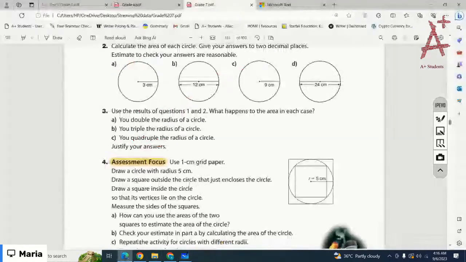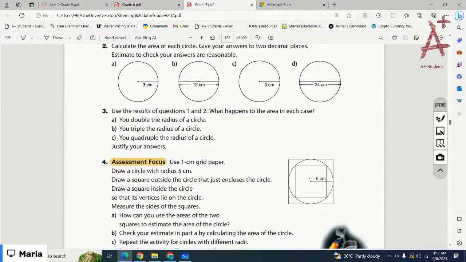The next one is, you triple the radius. 3 square means 9. So if you triple the radius, the area of the circle is 9 times the area of the original circle. Next, you quadruple the radius of a circle. Quadruple means 4 times the radius, and 4 square is 16. That means the area of the circle would be 16 times the area of the original circle.